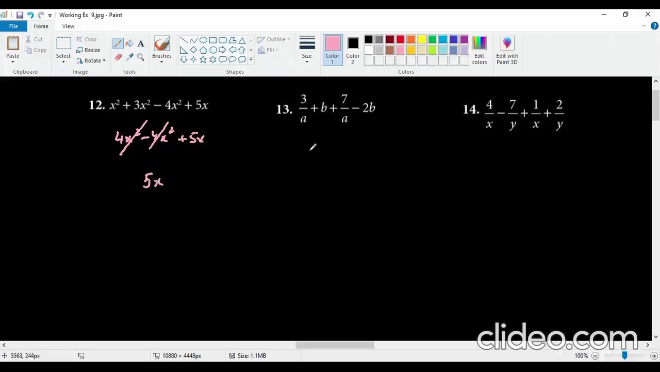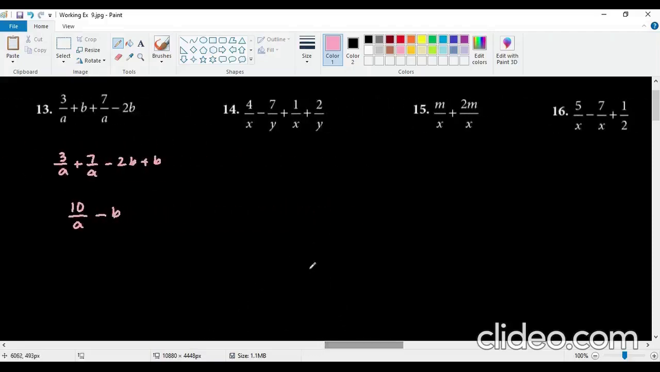In here, two are fractions and two are b values. So I'm keeping 3 over a plus 7 over a fractions first, and minus 2b and plus b. So 3 plus 7 is going to give you a 10 over a, and minus 2b plus b is going to give you a minus b as an answer for question number 13.